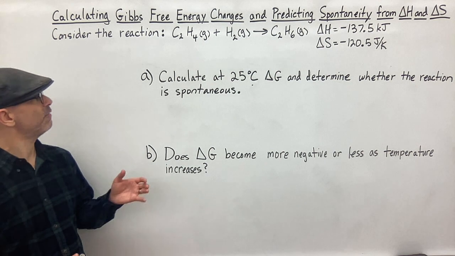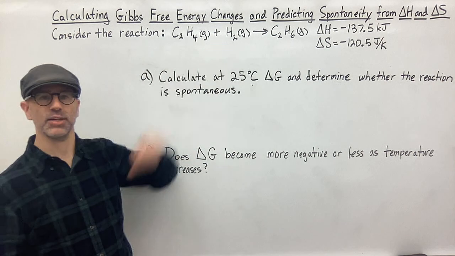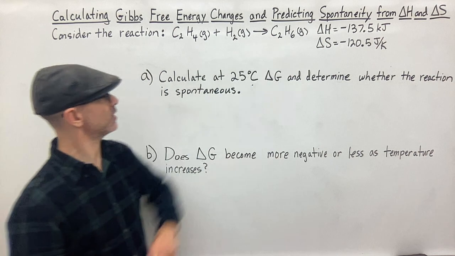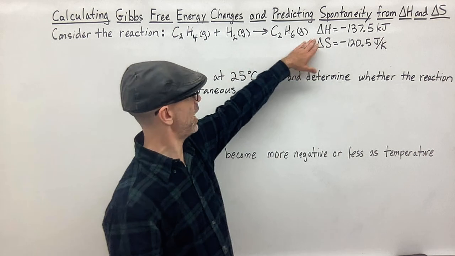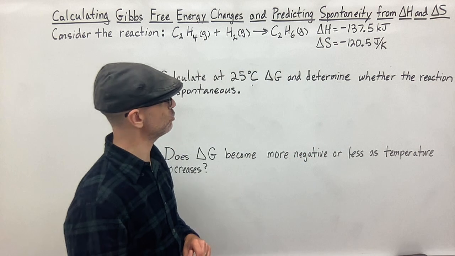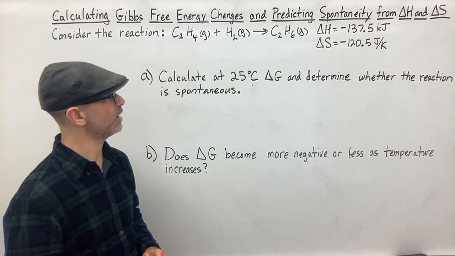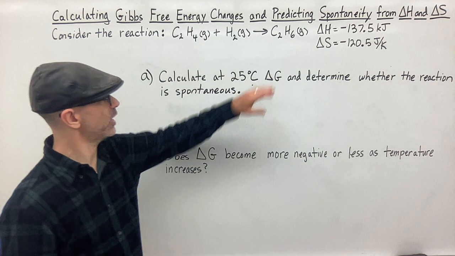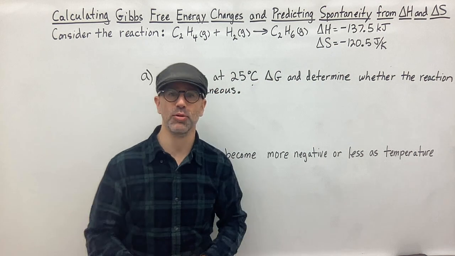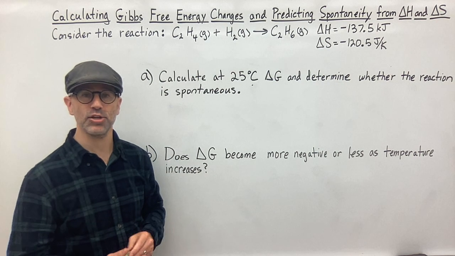So in this video we're going to consider this reaction here where we have C2H4 gas reacting with H2 gas to form C2H6. So we have here the delta H of negative 137.5 kilojoules, and the delta S, the entropy change, is negative 120.5 joules per Kelvin. So here we see that the entropy is decreasing and the enthalpy is decreasing during the reaction. So let's see what effects those have on the change in the Gibbs free energy.